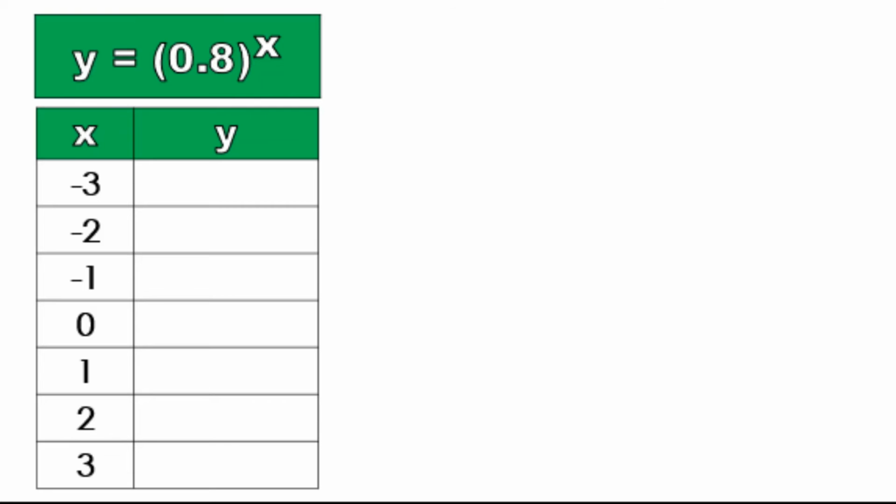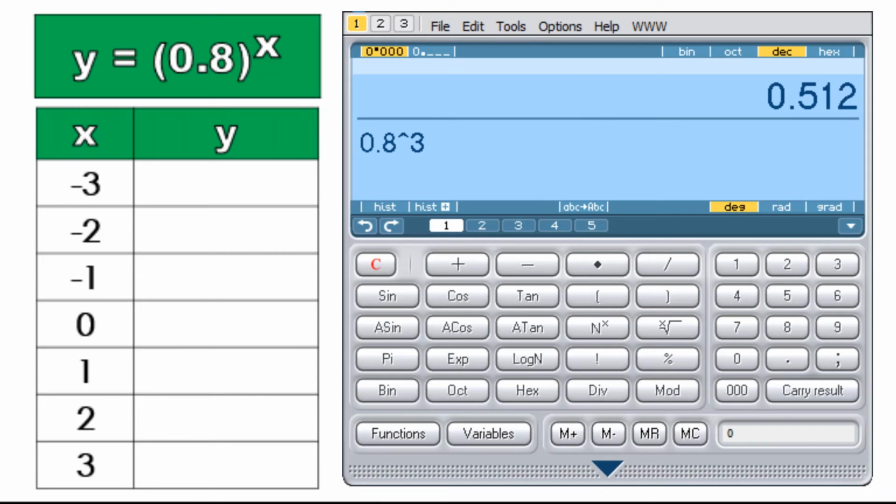And the last one, we have the third function, y is equal to 0.8 raised to x. For this time, we will be using a calculator. Okay, so let us start with the first value of x. We have negative 3. So we have 0.8 raised to negative 3. So the answer is 1.953125.